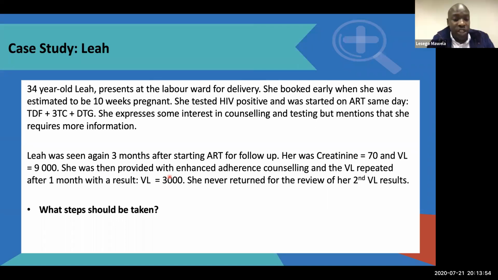And today she's presenting in labor for delivery with a history of 2 consecutive high viral loads. So the question is: what steps need to be taken for this mother during this delivery? What do you think are the things that we might need to do? This is a very important case. It's a common occurrence where mothers last seen with high viral loads present for labor, and it's a very important discussion point for us today. Let me see if I have a question for you, which I want you to answer at this point in time.